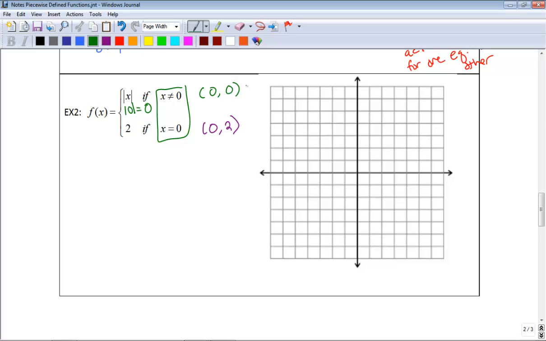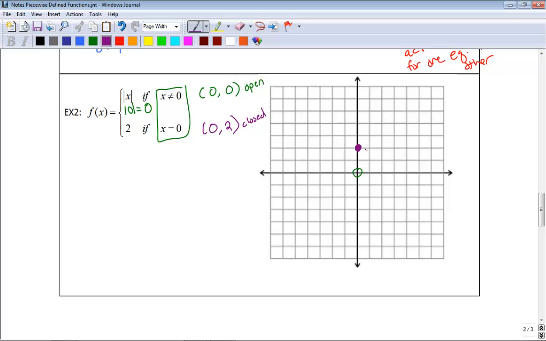What kind of points are there? Well, this is not equal to, so that means that it has to be open. This has an equal to sign, that means that it has to be closed. So let's go ahead and graph those 2 points. I have an open circle here at 0, 0, and a closed circle at 0, 2.